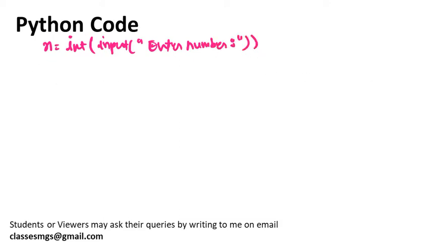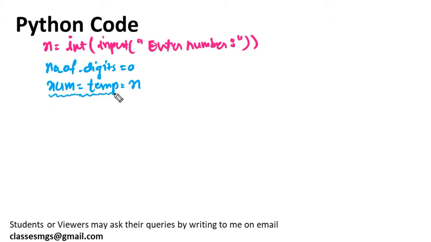Now what we need to do, we need to count the number of digits. So number of digits, let's suppose initially it is 0. I am holding this number in some temporary variable. So let's suppose temp equals to n, the original, because this n gets modified. I am creating two variables, because one variable I will use for finding the number of digits, and one variable I will use for finding the sum of the powers of the digits raised to the number of digits.